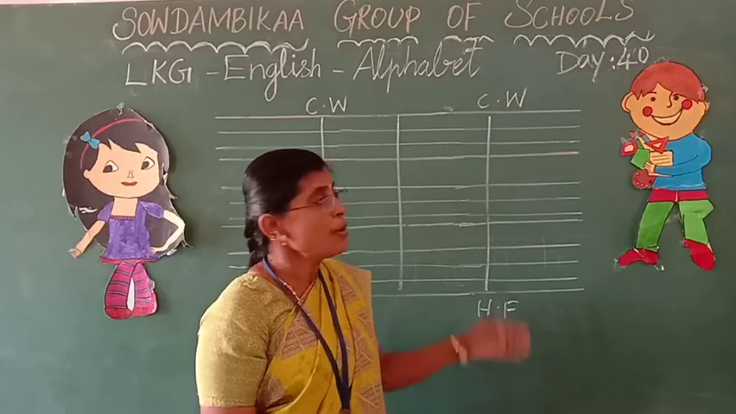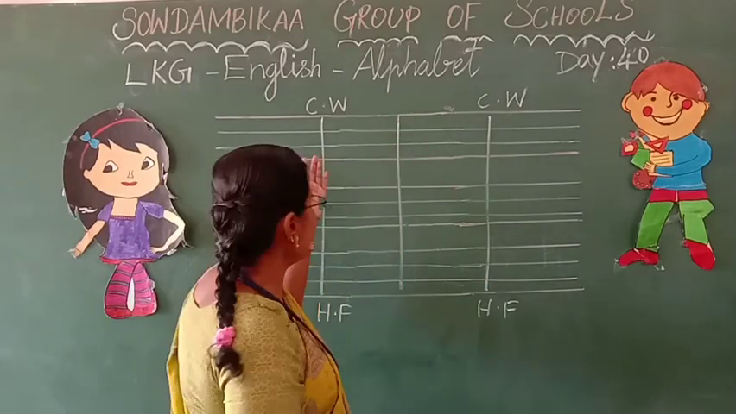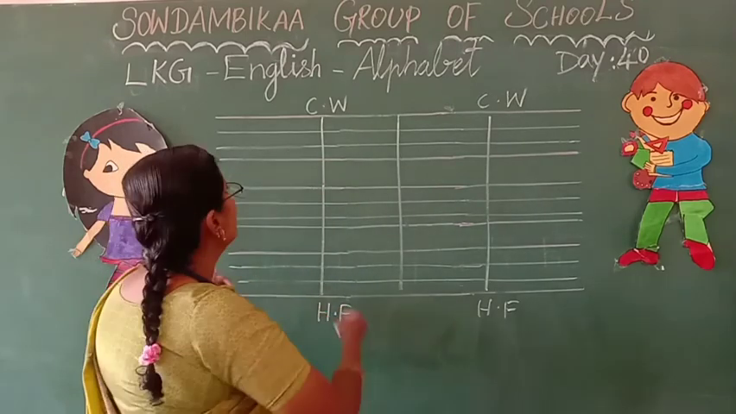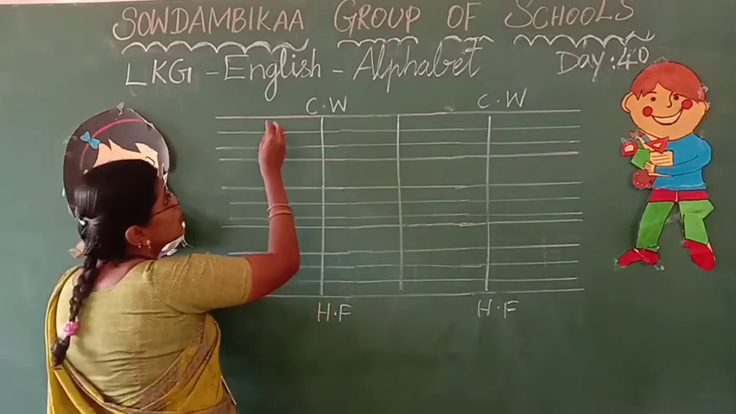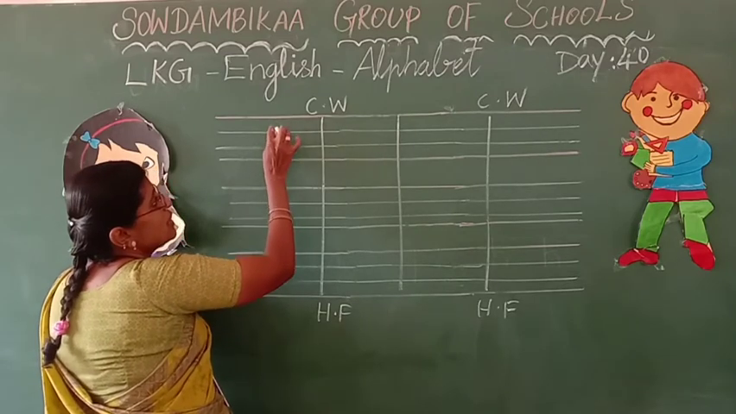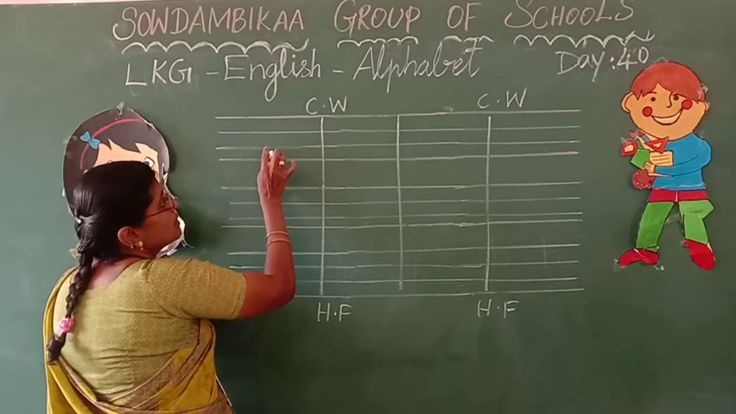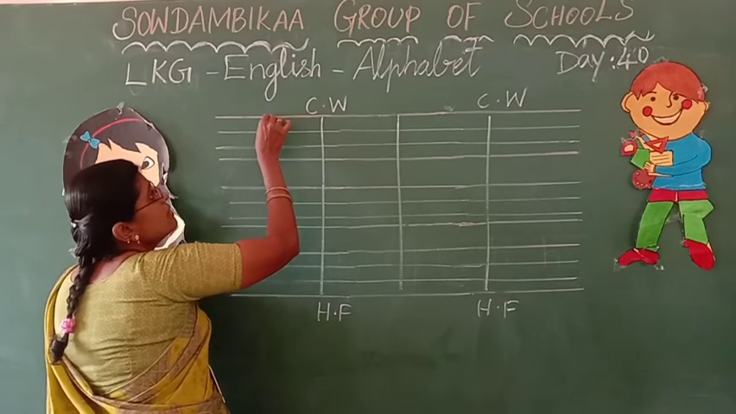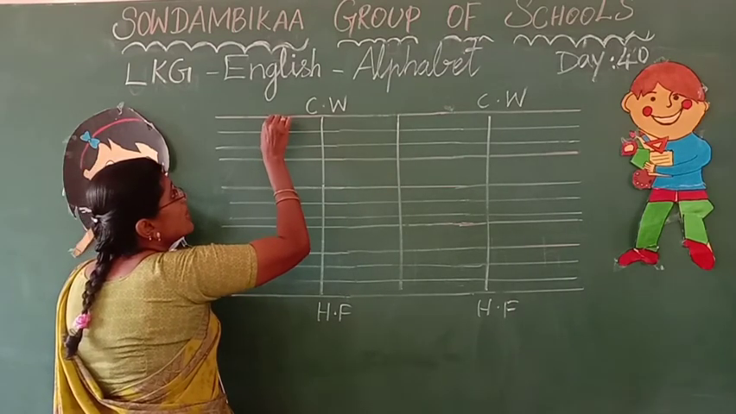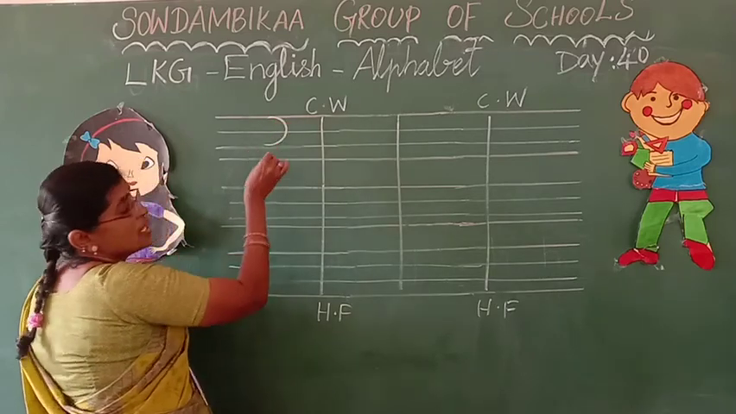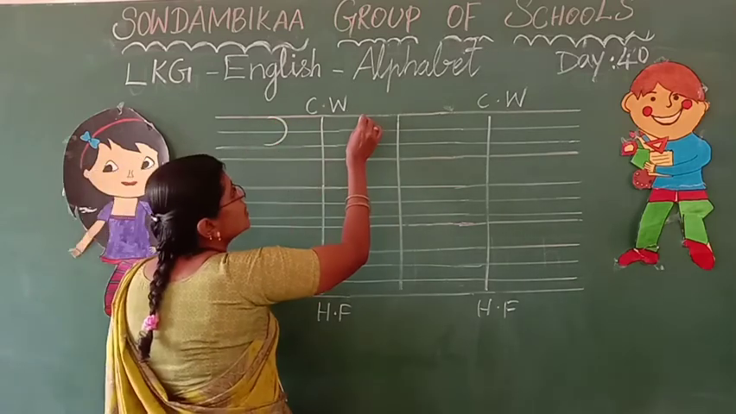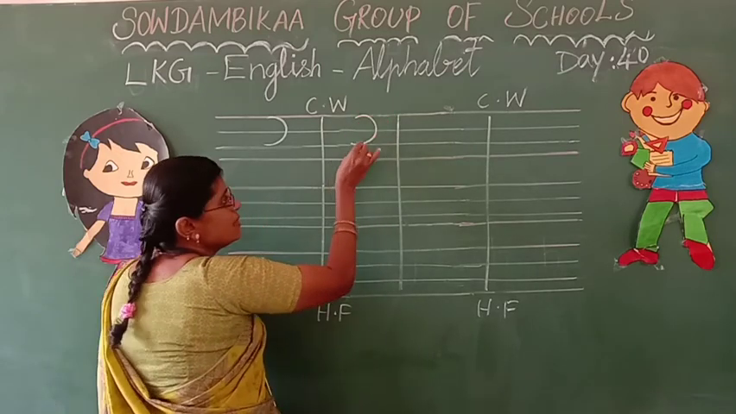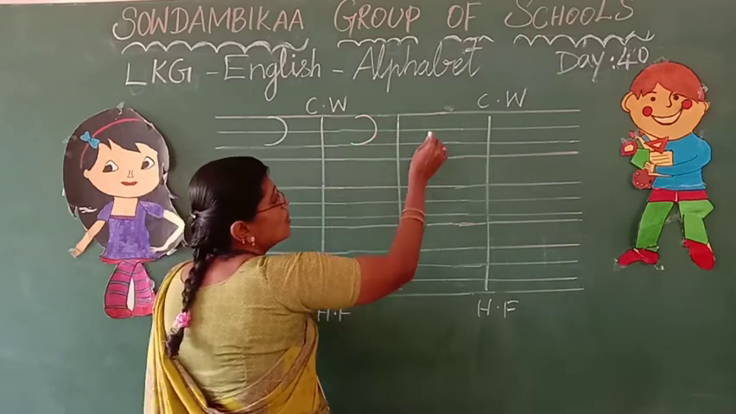Dear puppies, now pattern lines. Take your homework note and classwork note. Dear puppies, crossing curve. First red line to second blue line, third blue line, fourth red line. First red line to third blue line, closing curve.